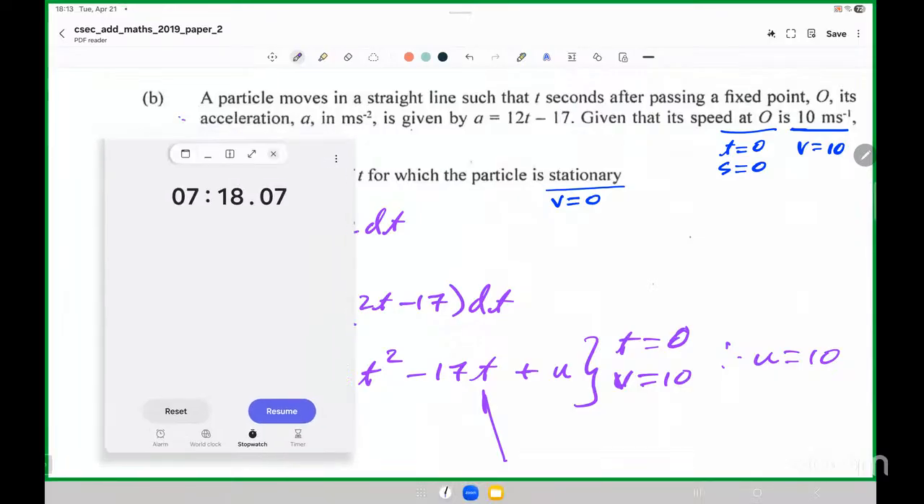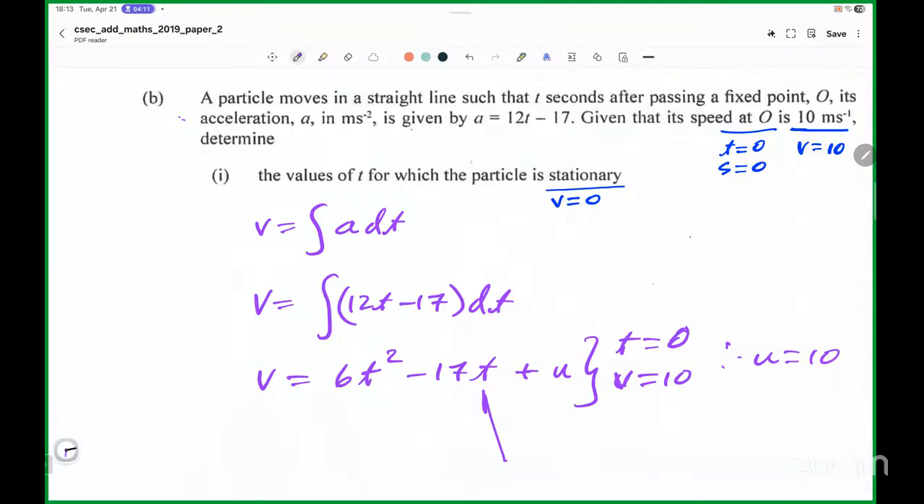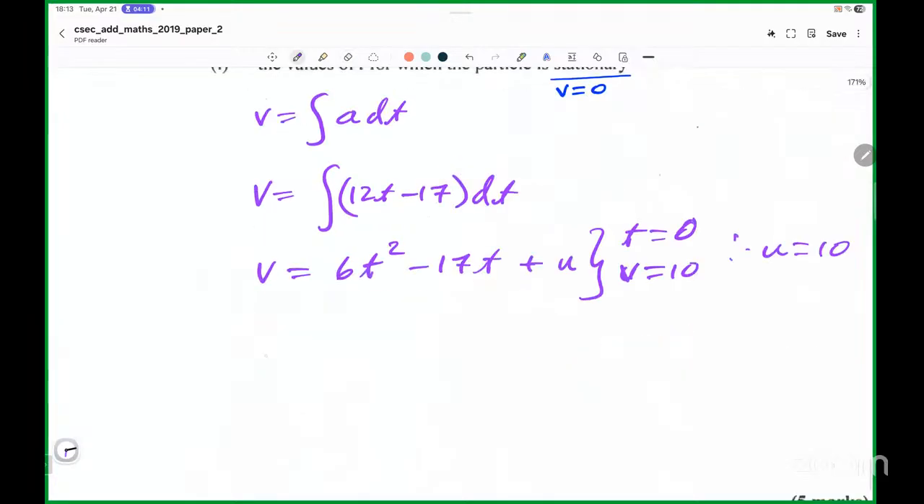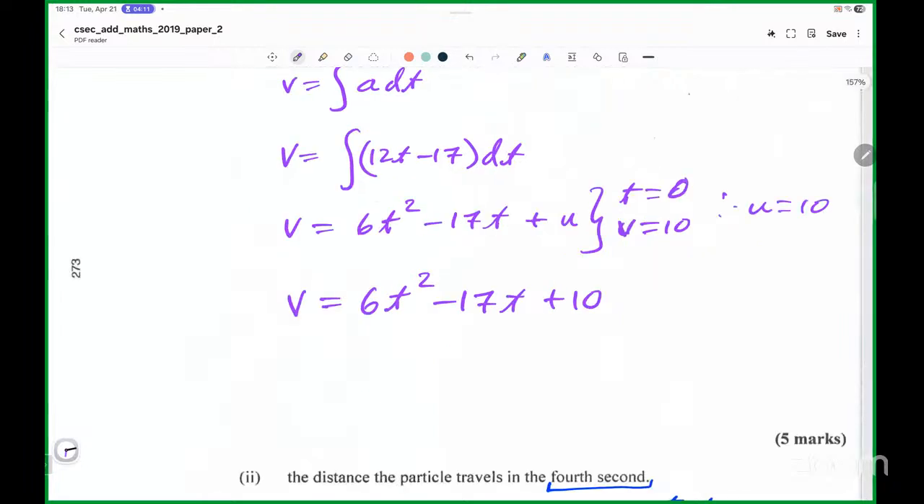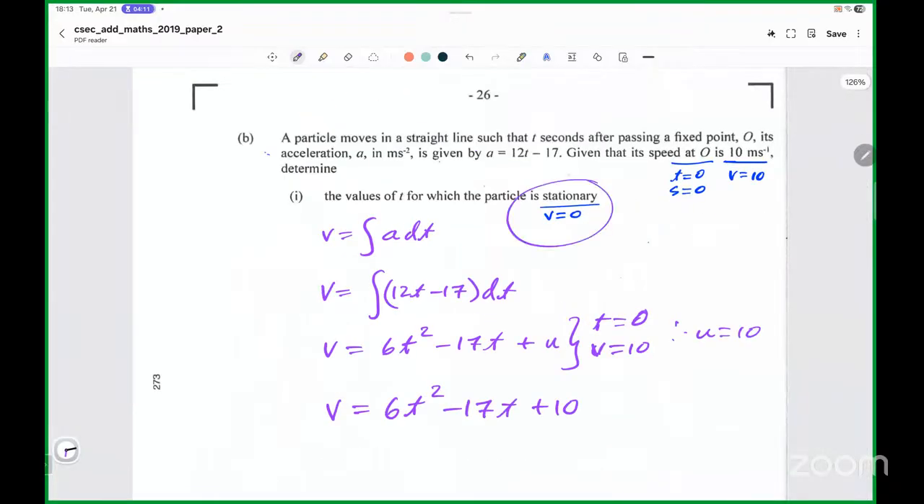It's the velocity when t equals zero, so it becomes the initial velocity. But if you want to put c, no problem. In any case, u is 10. So the velocity equals 6t squared minus 17t plus 10. It is stationary when v equals 0.